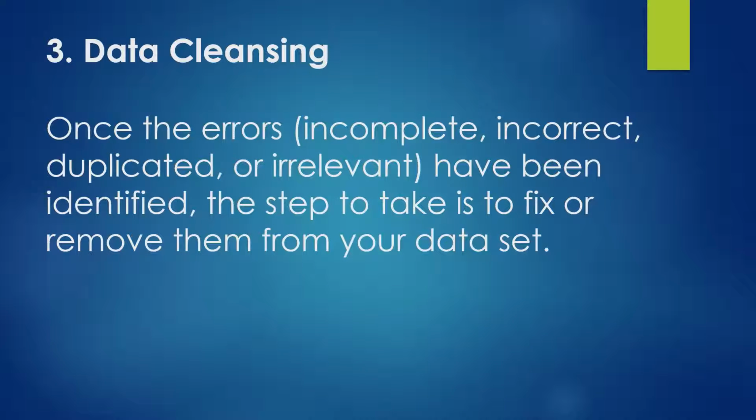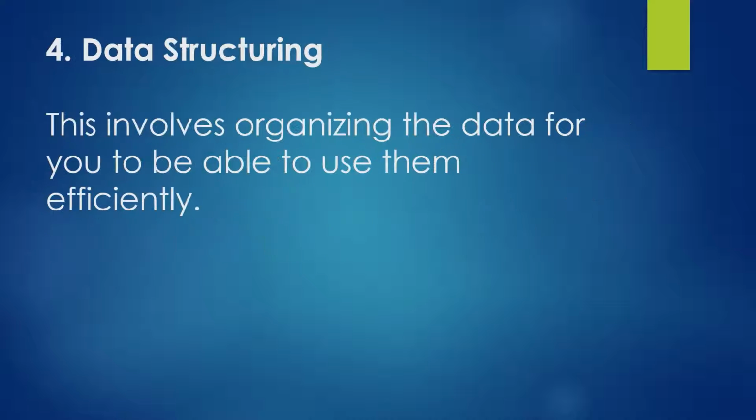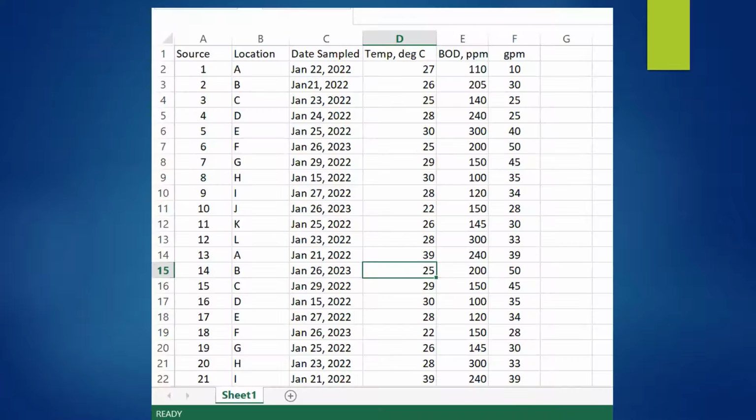So in data cleansing, once the errors, the incomplete, incorrect, duplicated, or irrelevant data have been identified, the step to take is to fix or remove them from your data set. Then in data structuring, this involves organizing the data for you to be able to use them efficiently. There are many ways of structuring your data depending on the complexity of your data and the objectives that you would like to achieve. But here's a simple one.